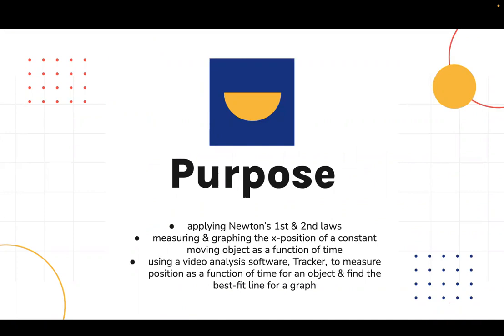Using a video analysis software called Tracker, we will measure the position as a function of time for an object, in this case a marker, and find the best fit line for a graph for both the observed time and position, and then the predicted position as well with a computational model.